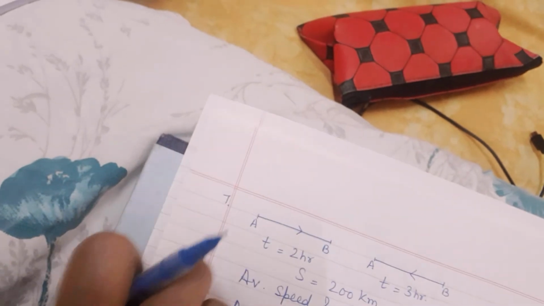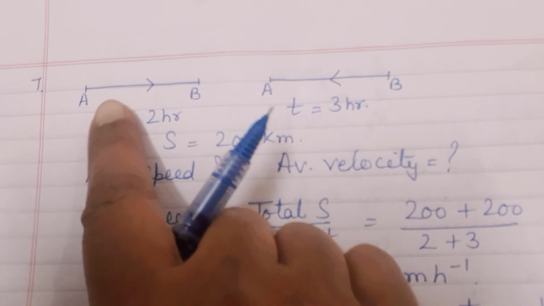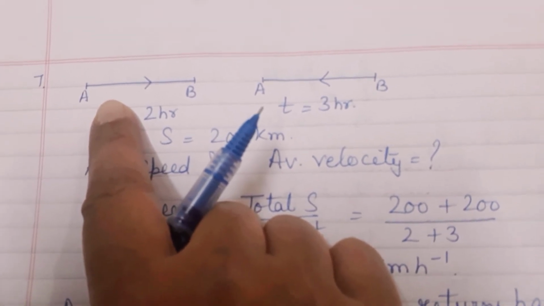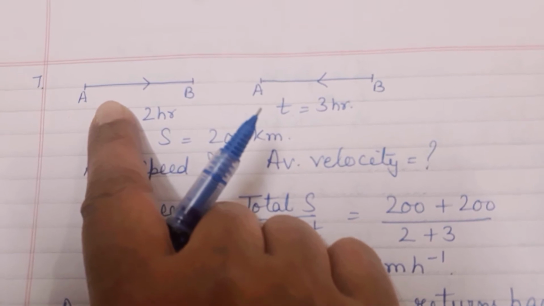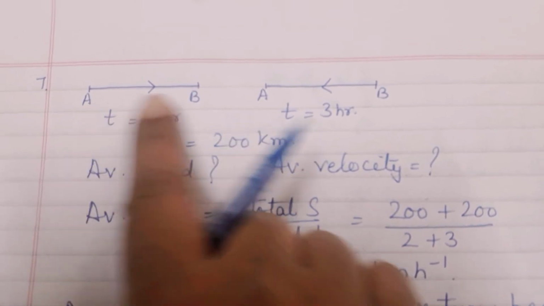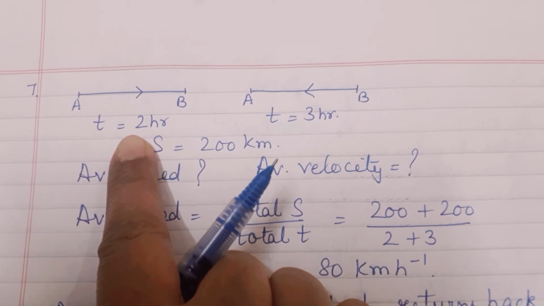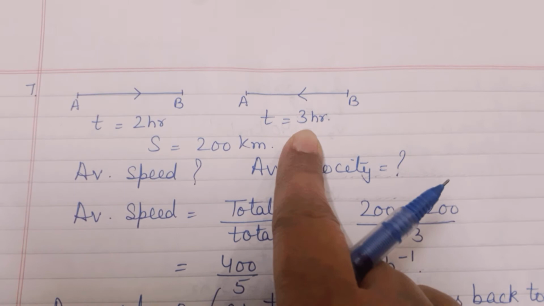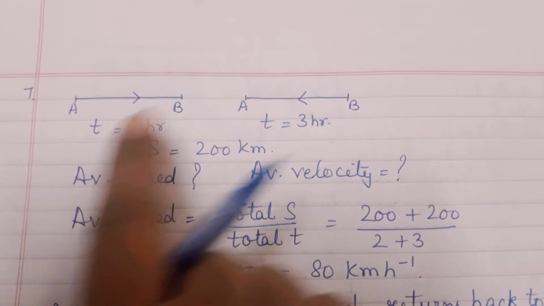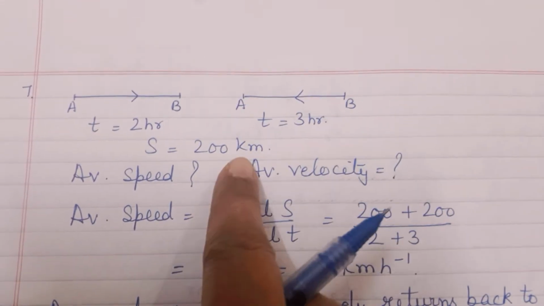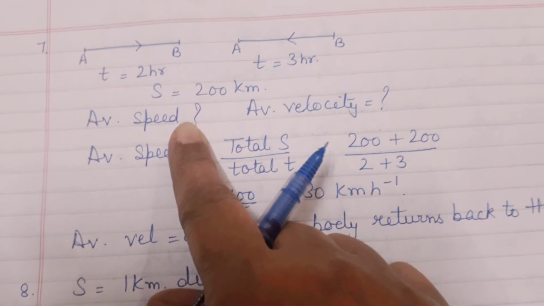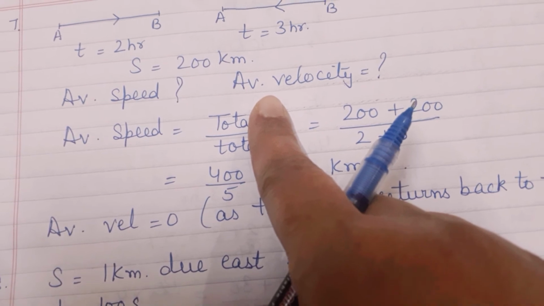Next question is question number 7. In this question, I have just represented it with the help of a simple diagram. I'll read out the question. A train takes 2 hours to reach station B from A. So from A to B, a train is taking 2 hours. And for returning back from B to A, it takes 3 hours. And the distance between A and B is the same, that is 200 kilometers. You need to find out the average speed and also the average velocity of the car.